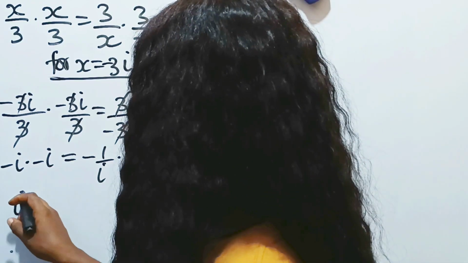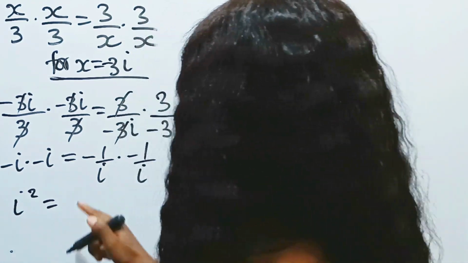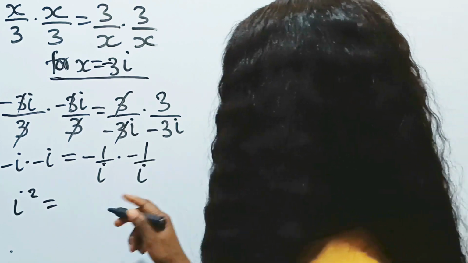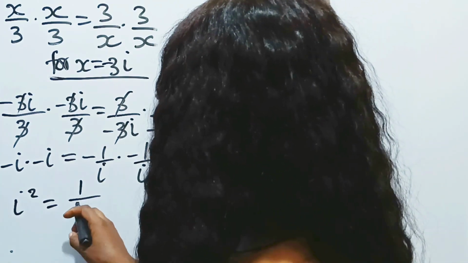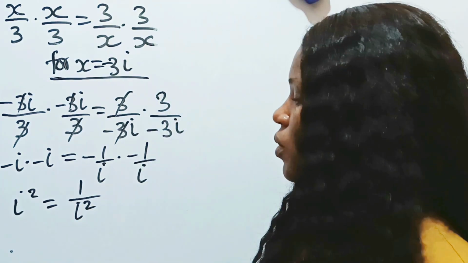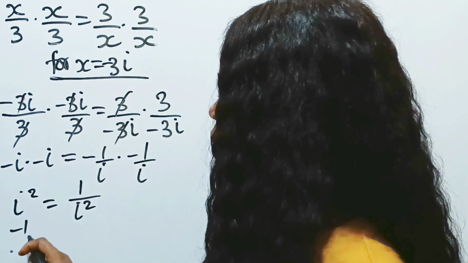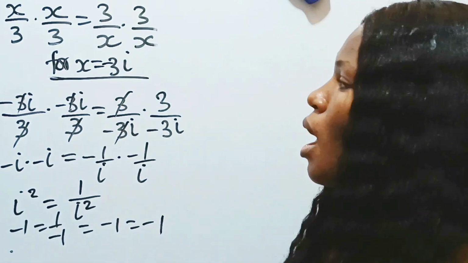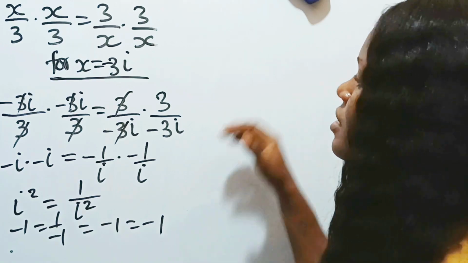Now minus i times minus i will give us i squared, is equal to, minus times minus will give us plus, so we now have 1 over i squared, i times i. Now i squared is minus 1, is equal to 1 over minus 1. We still get minus 1 is equal to minus 1. You can see that this is right.